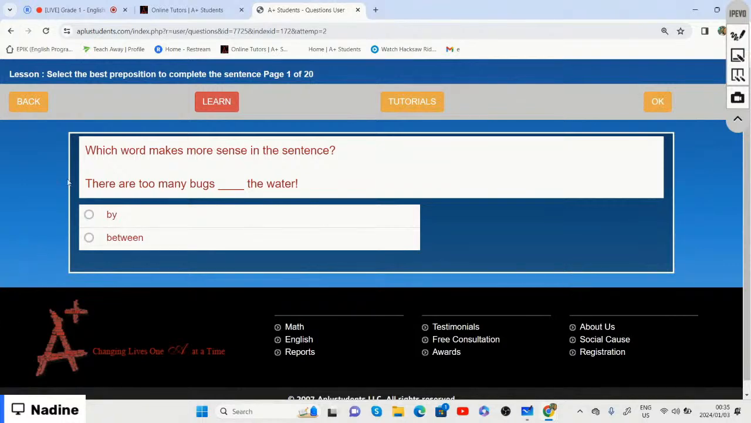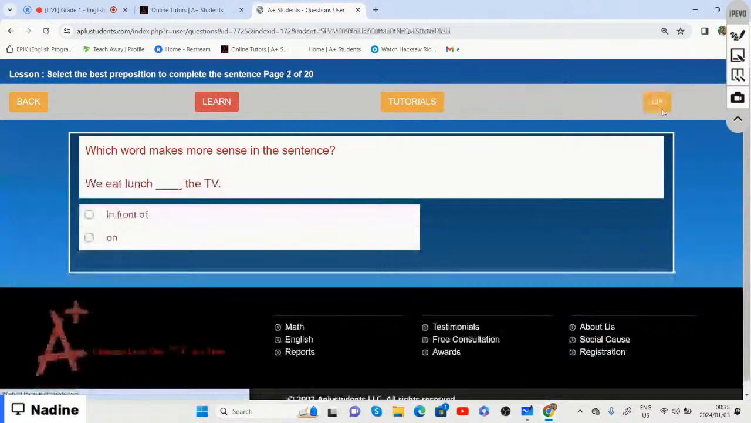There are too many bugs. Is it by the water or between the water? So we can then say there are too many bugs by the water, because we can't say it is between the water. So there are too many bugs by the water. And by is correct.